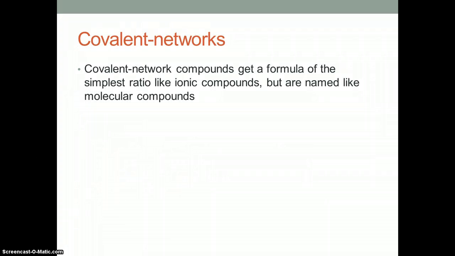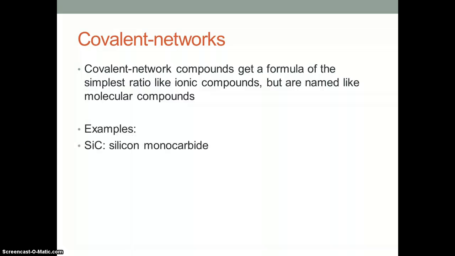Alright, almost lastly, we have covalent networks. So if you remember, covalent networks are compounds of covalently bonded elements, but instead of just being an individual unit, they form a network, and they're bigger. They form crystals just like ionic compounds do. And so, just like ionic compounds, they get a formula. Their formula is the simplest ratio of the elements in there, but then they're named like molecular compounds.